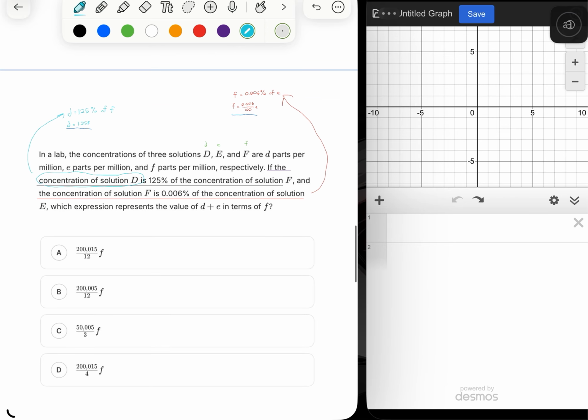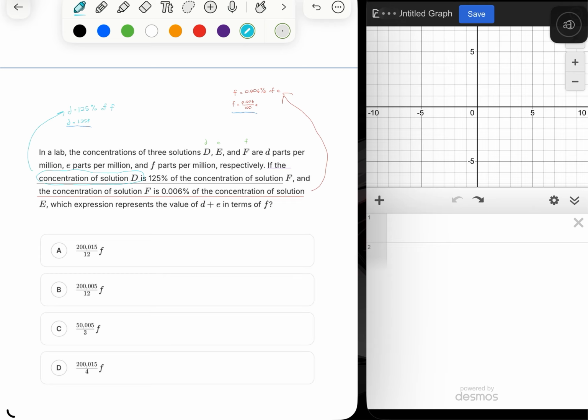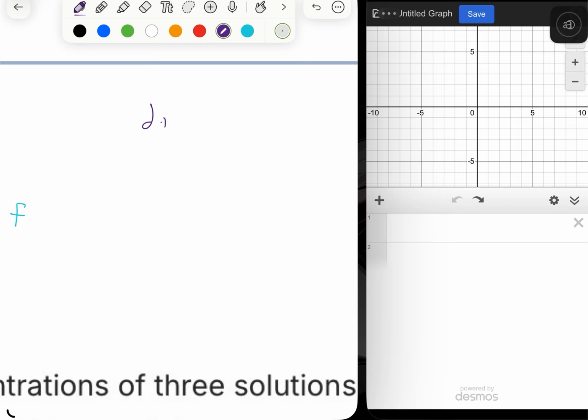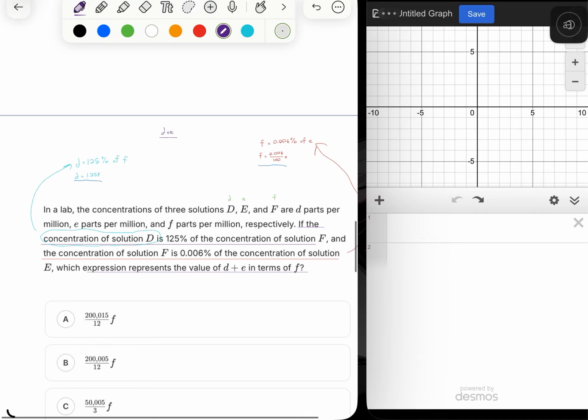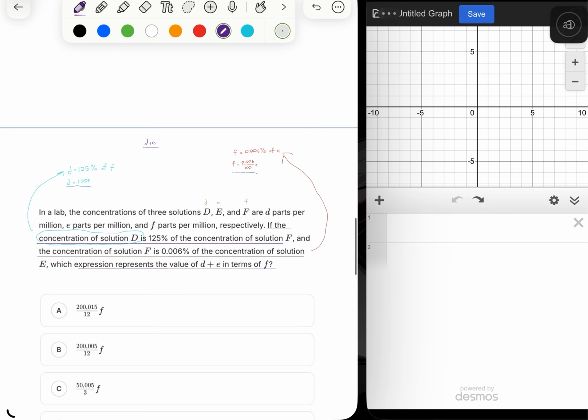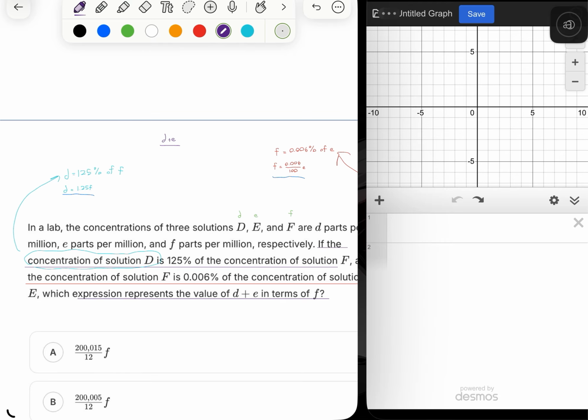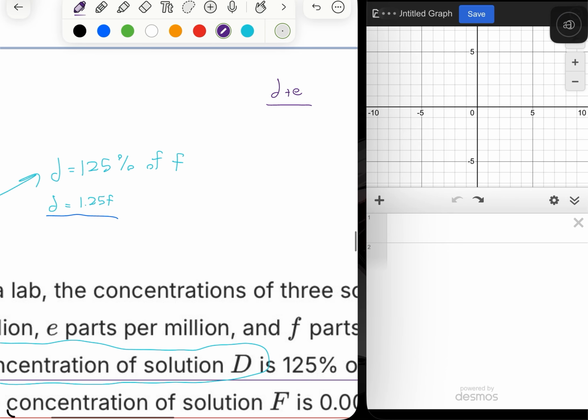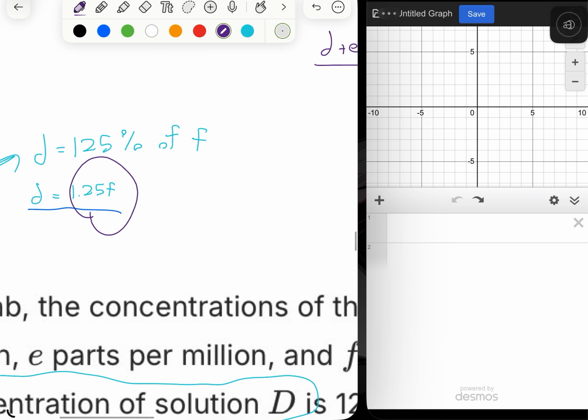What are we trying to find? Once again, we're reading the next part of the problem and trying to translate it. We're trying to find which expression represents the value of D plus E in terms of F. Notice they're asking us for the value of D plus E, so I'm going to write D plus E here. That's what we're trying to find. And it says in terms of F. What that means is that the parts of this expression have to have an F in them, and only an F. So for D, for example, we know D is equal to 1.25 F.